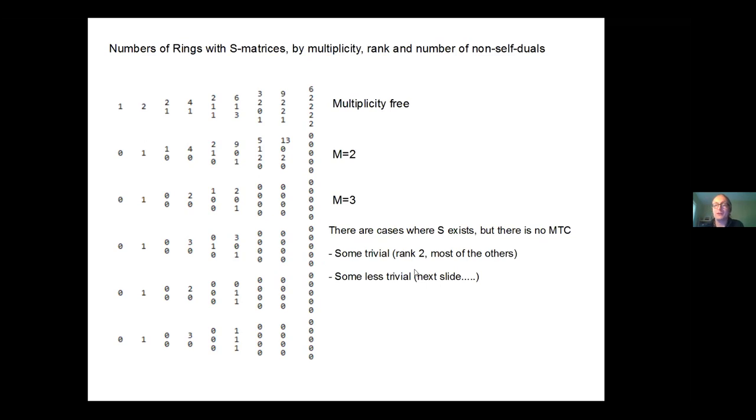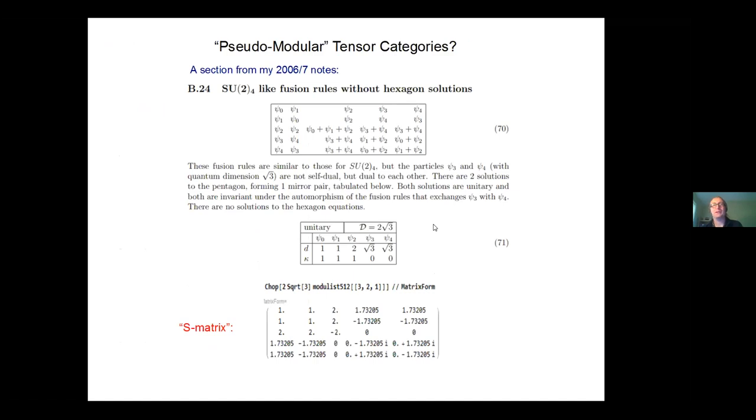But there are some interesting cases also where an S matrix of the kind I was talking about exists, but there's no modular tensor category. For example, here's a theory that I already have in my notes from 2006 and 7. This theory looks just like SU(2) level 4. We've seen there's a simple current here, and then there's five particles, and the only difference is that the particles psi 3 and psi 4, which have quantum dimension square root 3, are not self-dual, but they're dual to each other.